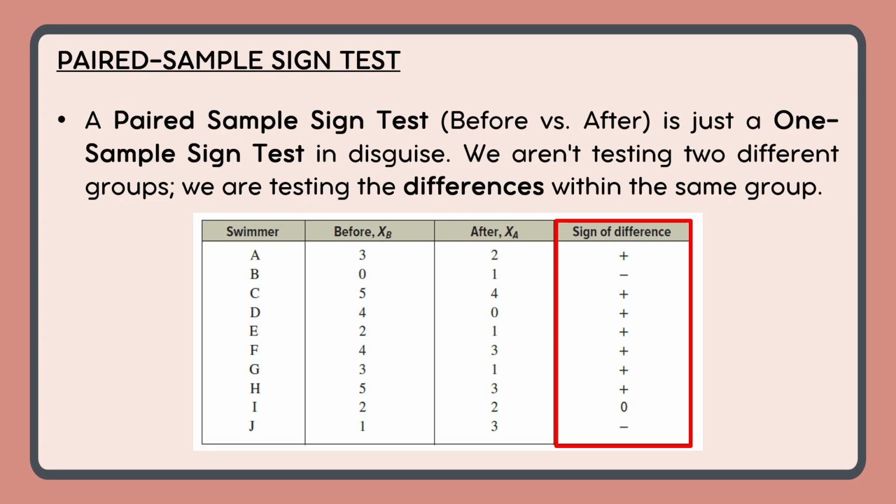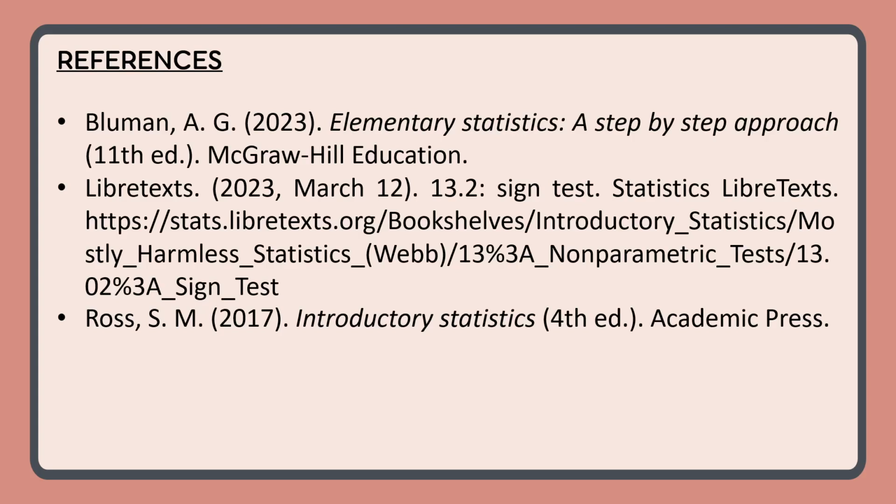And also same with the one sample sign test, if the difference is 0, then we will omit those zeros, so that we will come up with a new sample size depending on the number of positives and the number of negatives.